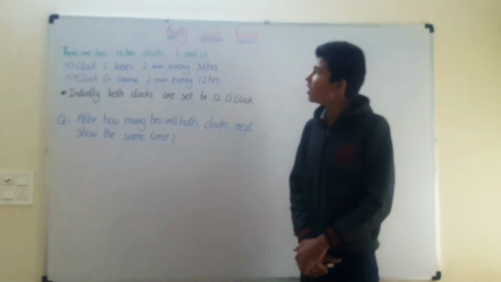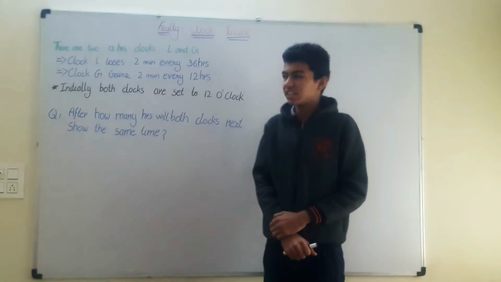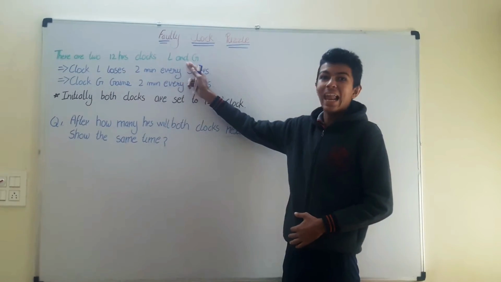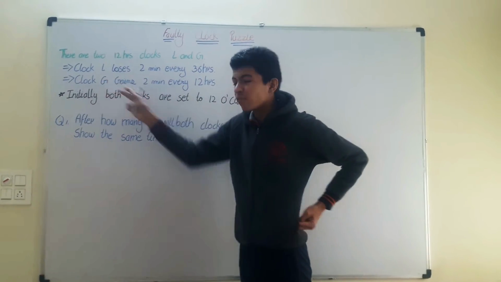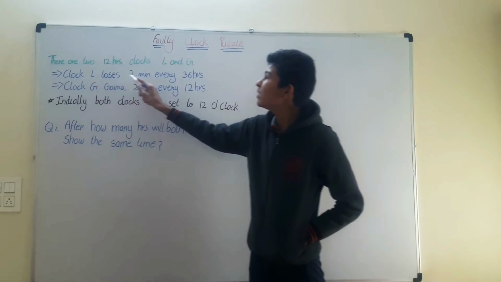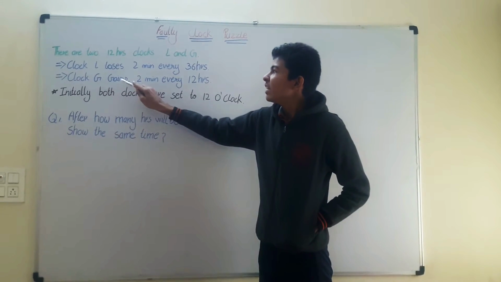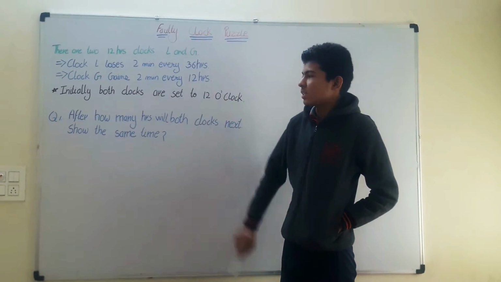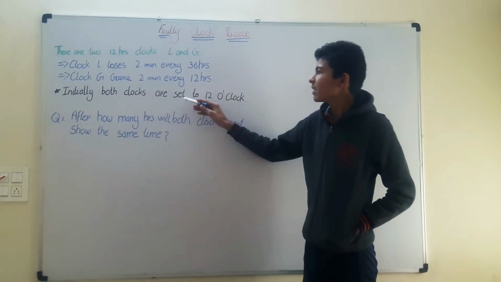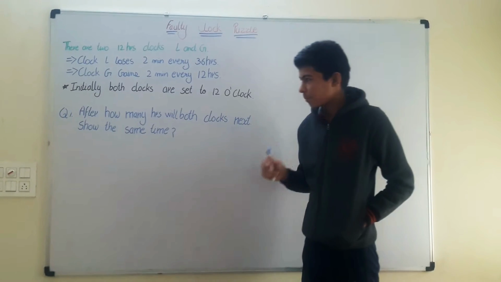Today we are going to solve the faulty clock puzzle. So first let's read the instruction. There are two 12-hour clocks, L and G. The fault in both of these clocks is that clock L loses 2 minutes every 36 hours and clock G gains 2 minutes every 12 hours. Initially both clocks are set at 12 o'clock. That means it is the correct time.